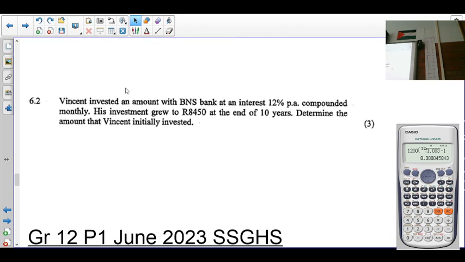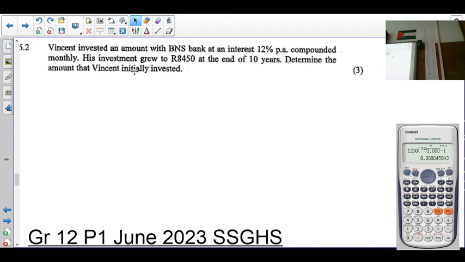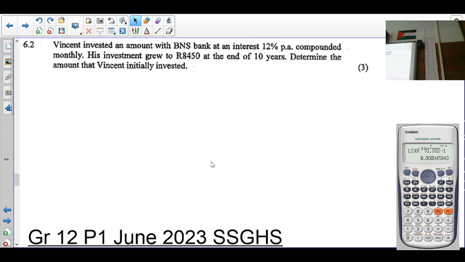6.2. We are told that Vincent invests an amount with B&S Bank at an interest of 12% per annum compounded monthly. His investment grew to, so that's going to be your A value, of course, of 8,450 Rand at the end of 10 years. That's your time. Determine the amount that Vincent initially invested.